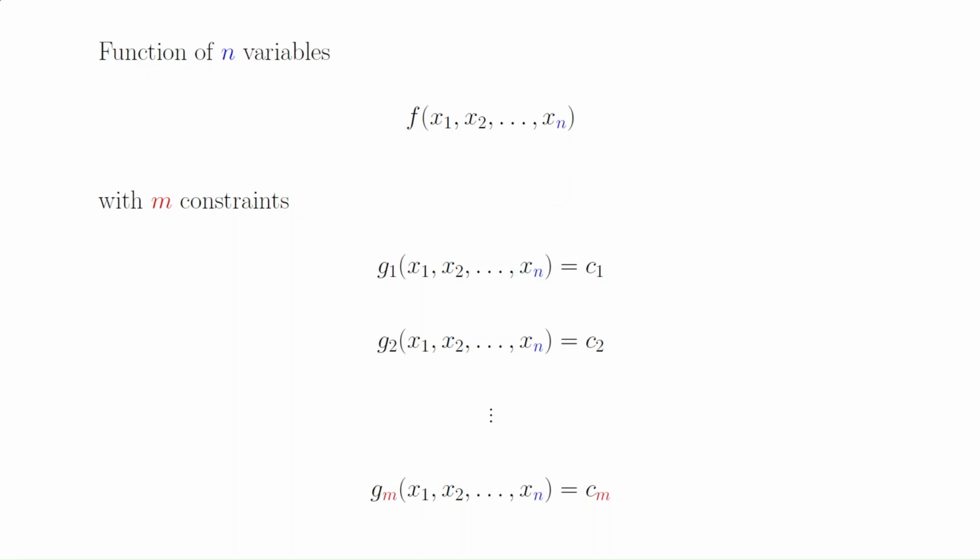Consider a function f of n variables subject to m constraints. These constraints are given by the equalities that we obtain by equating certain constraint functions g to their respective constants. Within the space defined by the constraint equations, we wish to find the critical points of the objective function f.